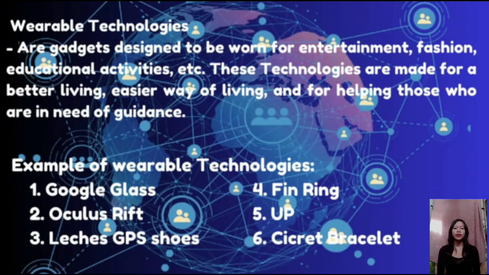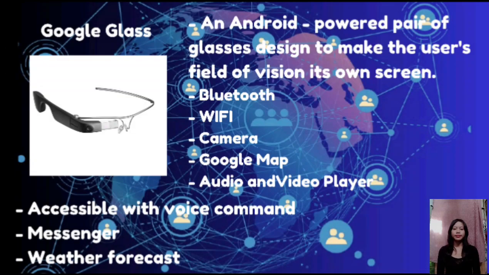Examples of wearable technologies. Number 1, Google Glass. Number 2, Oculus Rift. Number 3, Lechal GPS shoes. Number 4, Pin ring. Number 5, Up activity tracker. Number 6, Secret bracelet. Google Glass, an Android-powered pair of glasses designed to make the user's field of vision its own screen. Bluetooth, Wi-Fi, camera, Google Maps, audio and video player, accessible with voice command, messenger, weather forecast.